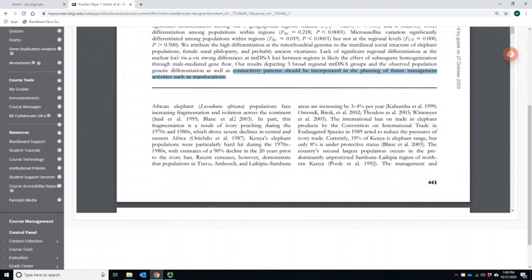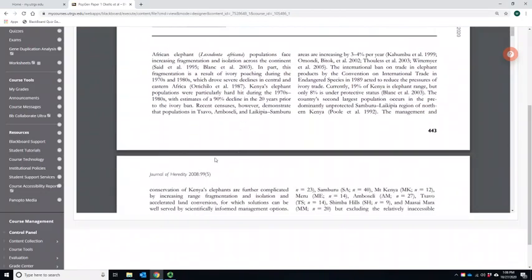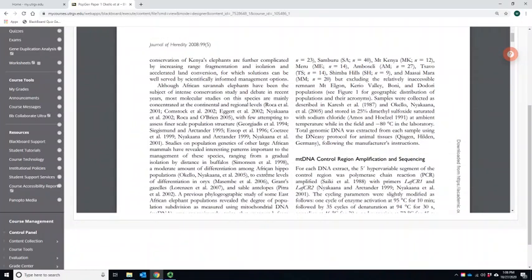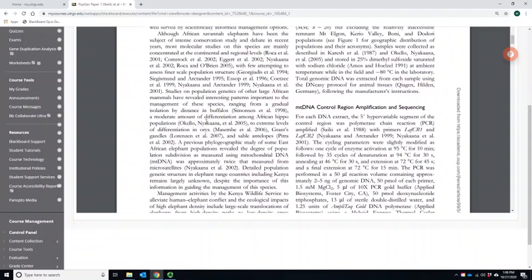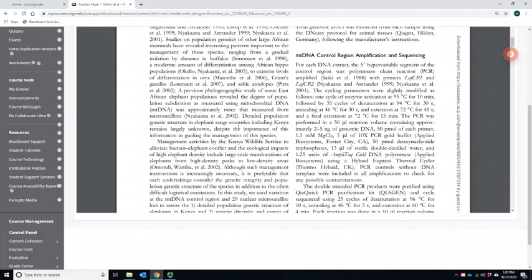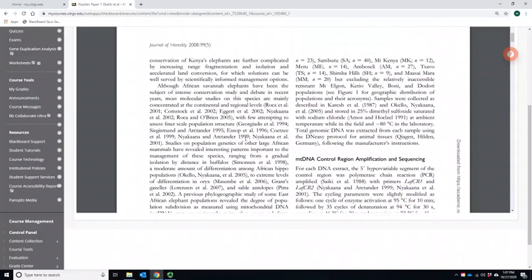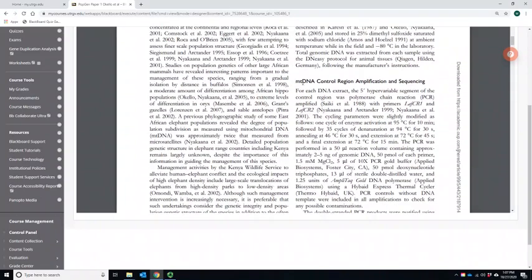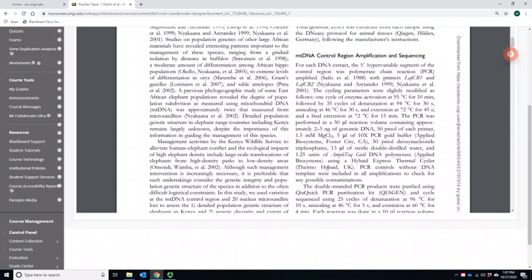Okay, so the introduction gives a lot of background about elephants, about their historical population pressures, about some of the recent comebacks that they've had, and then other studies that have looked at either elephants or other organisms that may have a similar population structure. This region talks about how they amplified it.